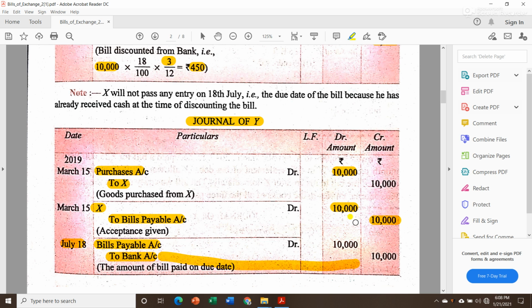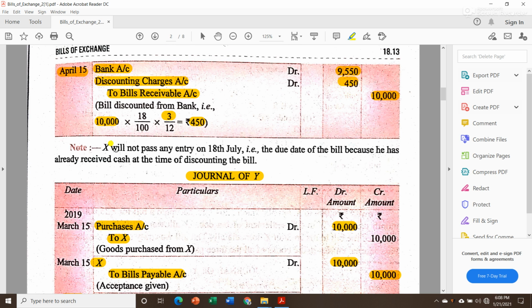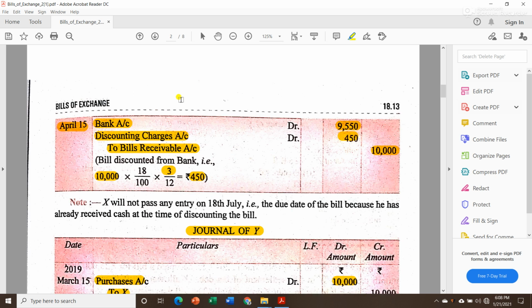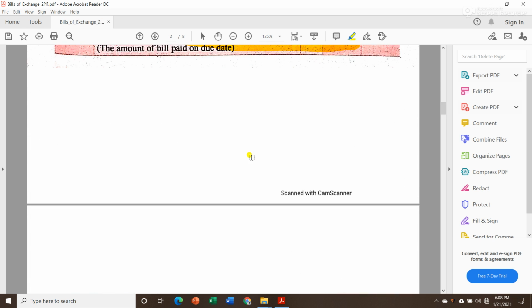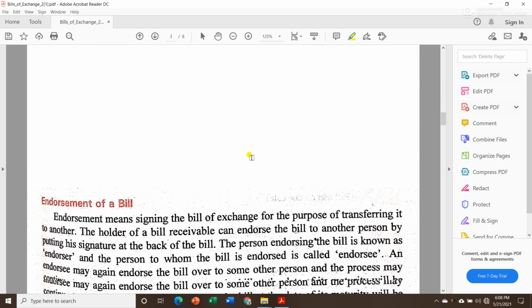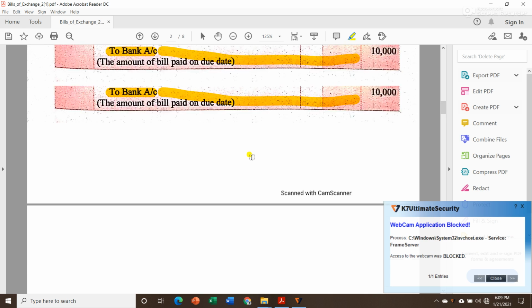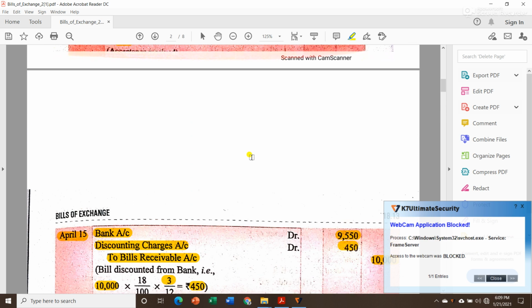After finishing Y's account, what we saw in the note given is that X will not pass any entry on 18 July, that is the due date of the bill, because he has already received cash at the time of discounting the bill, and that is why we didn't pass any journal entries on July 18 in the book of X. Now this is what is meant by discounting of a bill.